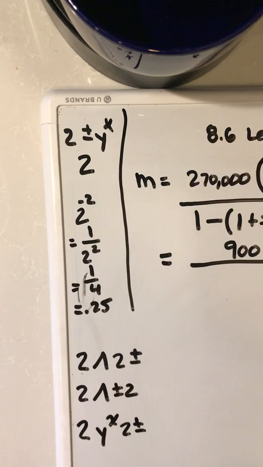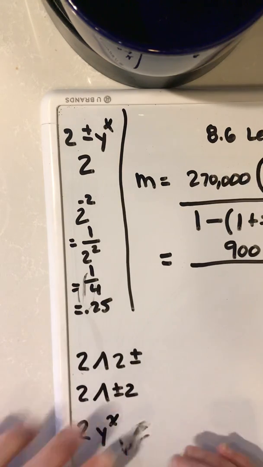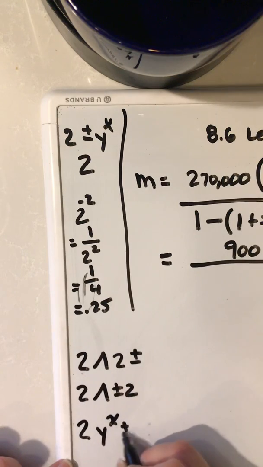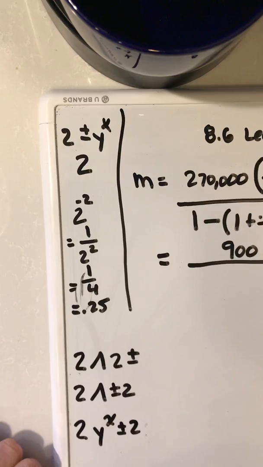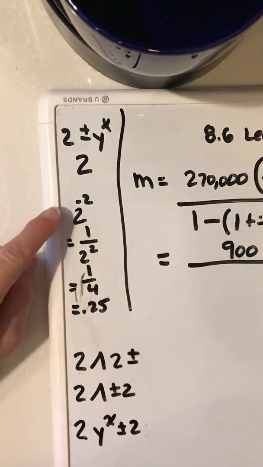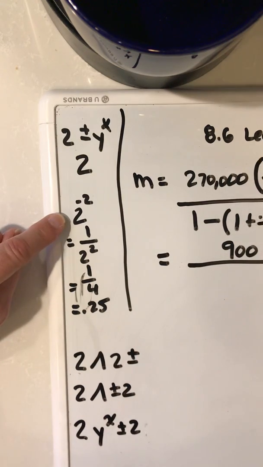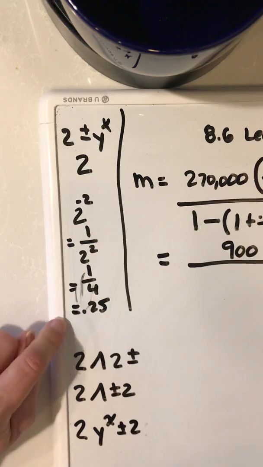Now, some calculators will do the opposite. You'll go 2 y to the x, and then you do your plus minus sign, and then the 2 to make sure you get your negative in there. Ultimately, what we want is 2 to the negative 2. Okay, so put that in your calculator, and you should get 0.25. Okay, so you need to know how to do that in order to do this next problem.